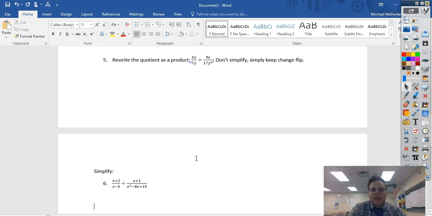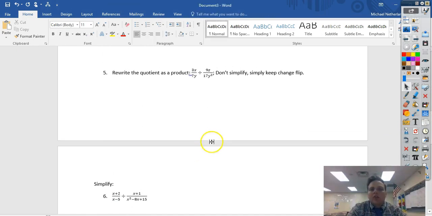Number 5, rewrite the quotient as a product. Don't simplify, simply keep, change, flip. Okay, so I know in my third period, we definitely talked about keep, change, flip. Some other classes, you guys really like the butterfly method, and that's fine too. Just pay close attention to the question. Rewrite the quotient as a product. So that means that to keep, change, flip, you would keep this one, change to multiplication, and flip this one.